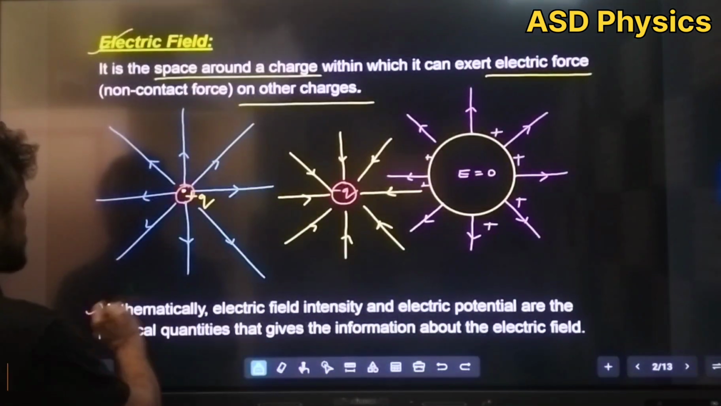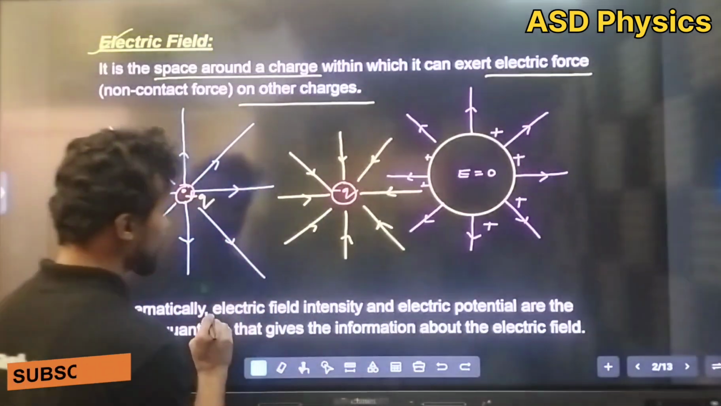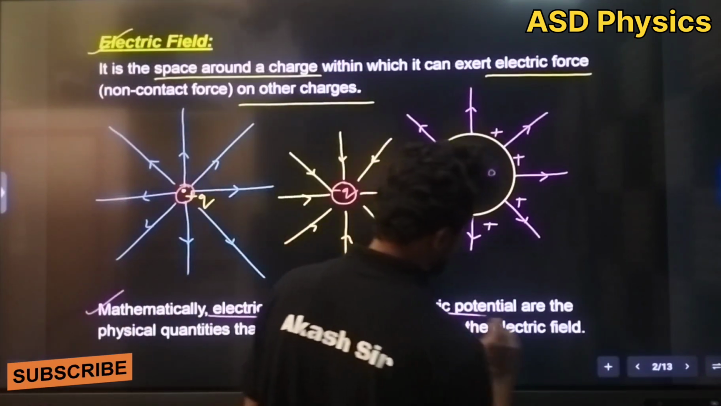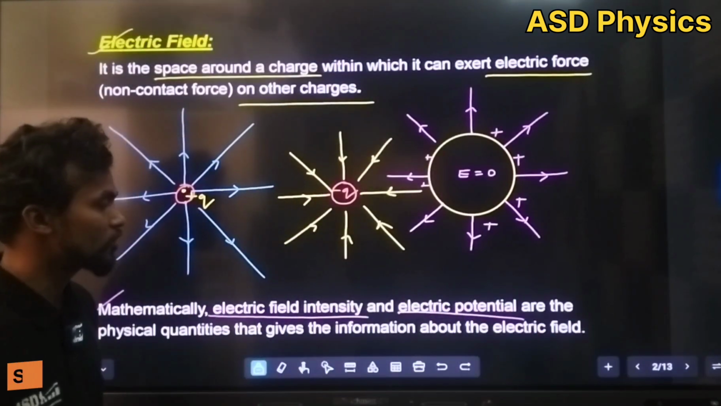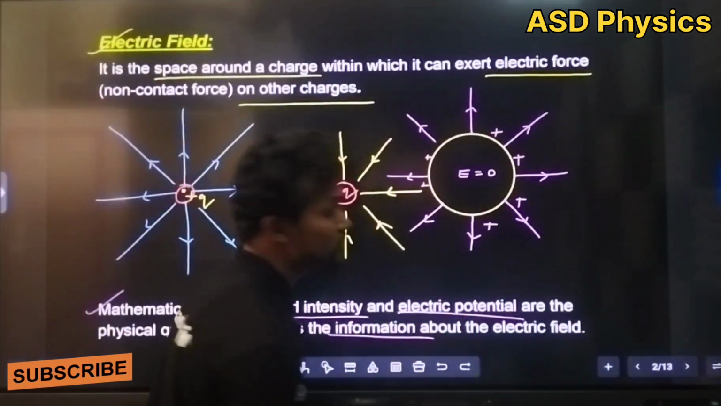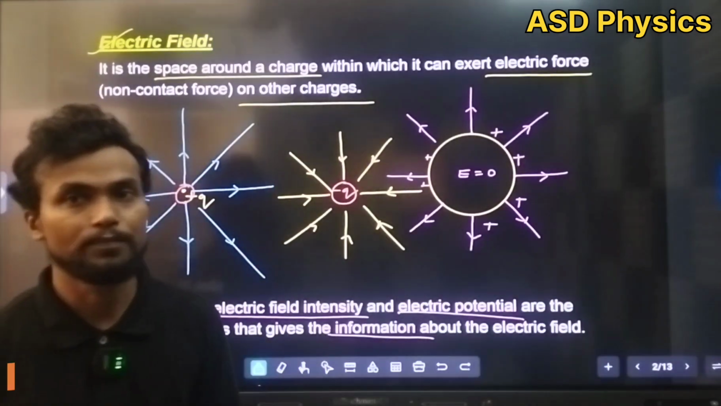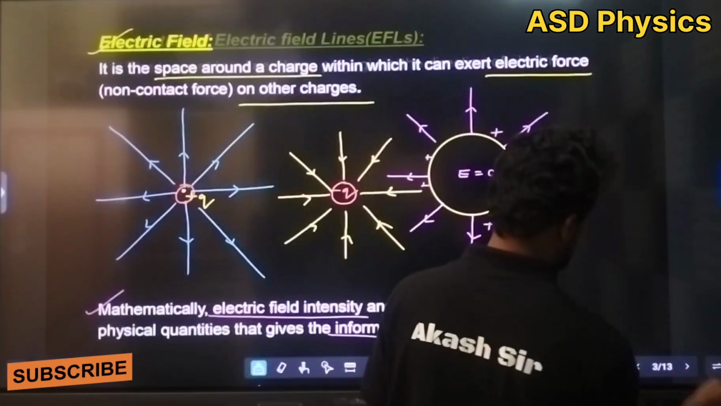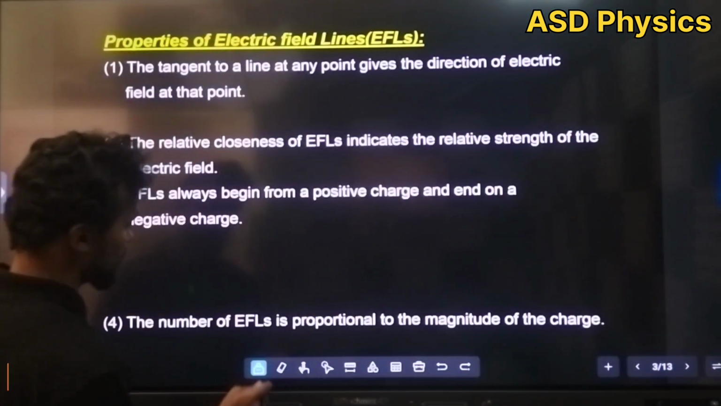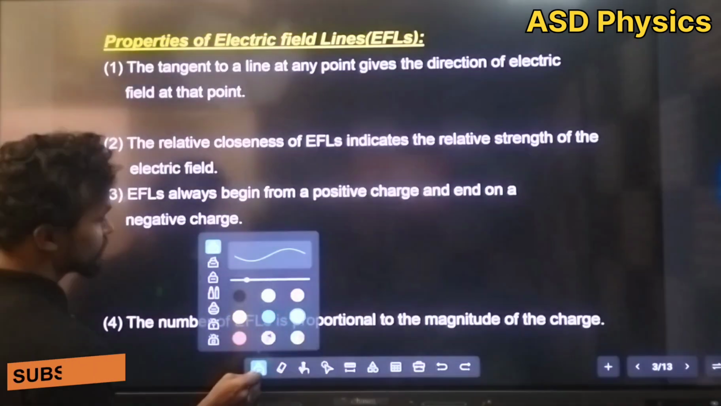Now, as I told you, mathematically electric field intensity and electric potential are the physical quantities that give us information about the electric field. So students, first let's learn about the properties of electric field lines.